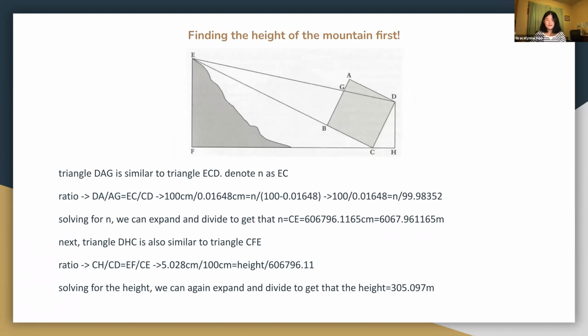Okay, so now plugging in, once again, the values that he does know, we have this ratio. And then using the same method of cross multiplying and then dividing, we get that the height of this mountain that he used was 305.097 meters. So we are actually already done with the first part of the problem. And this was also without using trigonometry.